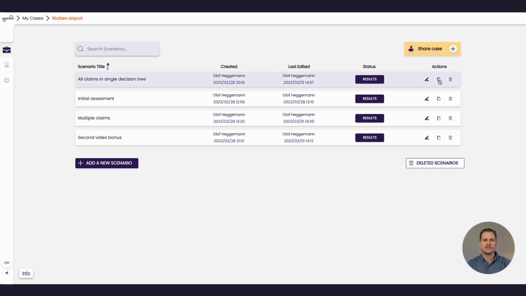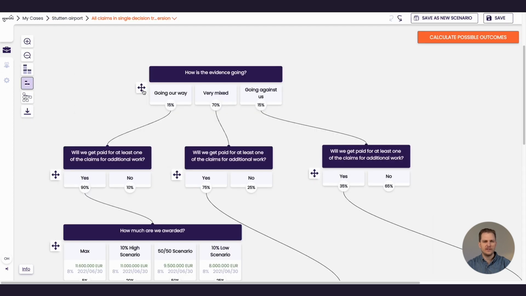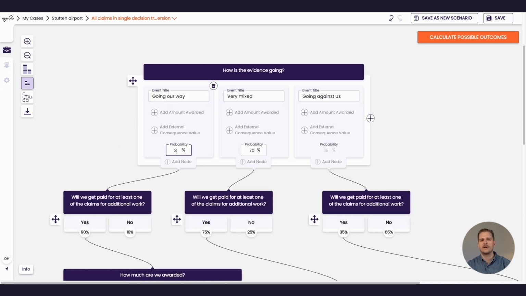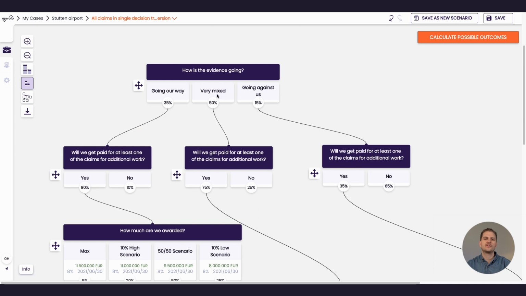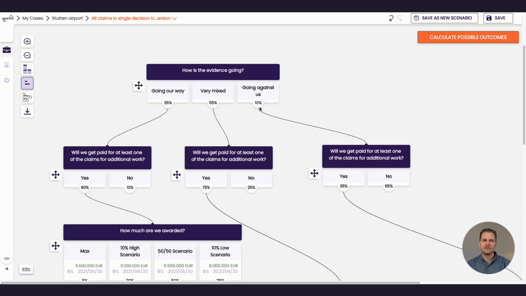And now Olaf will show us how to put this into software and compare the analysis with our two simpler versions. All right. What we do now is once again create a copy of this last version. We deem that removing these claims will increase our chances of the evidence going our way from 15 to 35%. Also, we set the chances of mixed to only 55%. The odds of the evidence going against us has now been reduced to 10%.